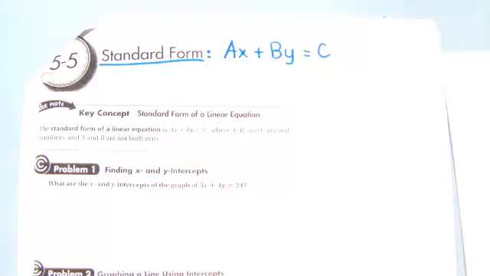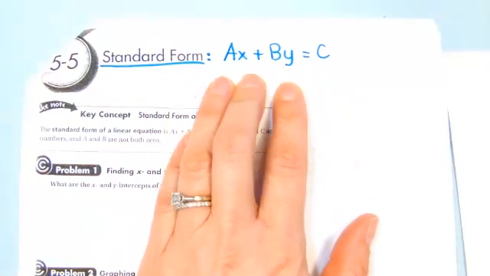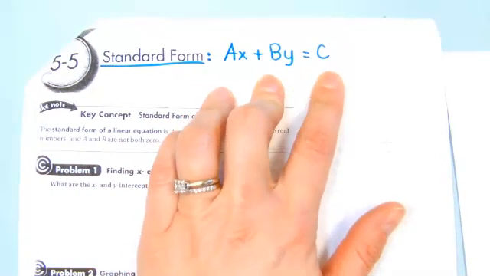Okay, so for 5-5, we're going to talk about a new form, which is called standard form, okay? So we've done slope-intercept, we've done point slope, and now standard form is this format. Let's write it down. It's ax plus by equals c, all right?